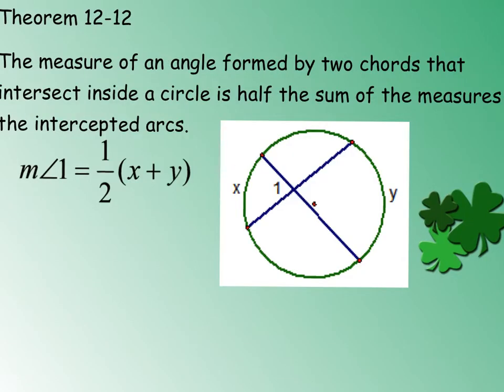To start us out, we're going to look at Theorem 12.12, which says the measure of an angle formed by 2 chords that intersect a circle is half the sum of the measures of the intercepted arcs. I want to point out that we're dealing with 2 chords here, and that we're dealing with the angle here. That angle is going to be equal to half the sum of those intercepted arcs. Intercepted meaning the pieces in between those chords.